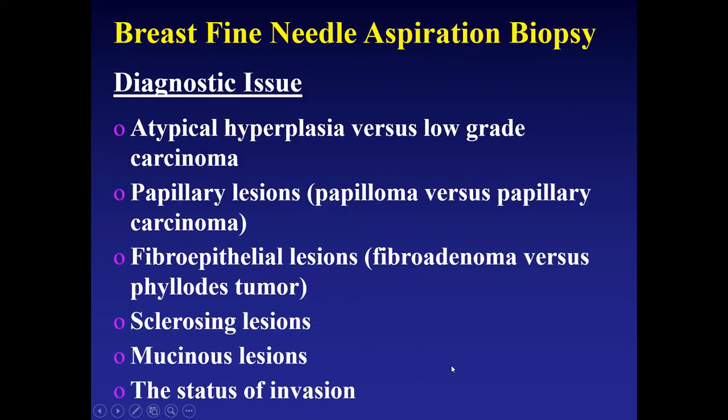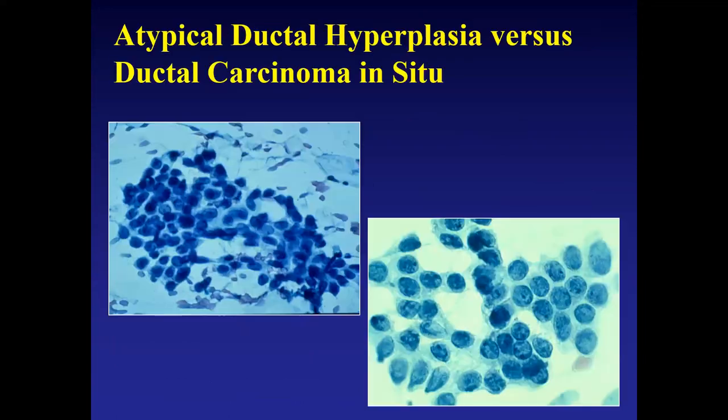And these are, again, one more time. These are the entities, diagnostic issues that when they are suspected in fine needle aspiration biopsy, this has to be followed by surgical excision. And this is exactly the same recommendation for patients who are diagnosed with these entities in core needle biopsy. Let's just look at some of them.